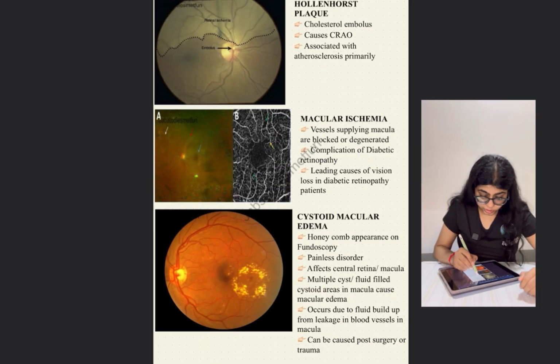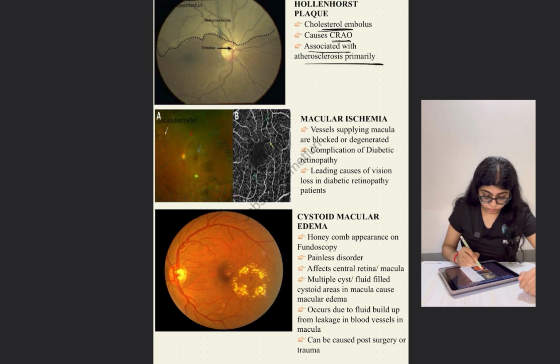Hollenhorst plaque. Hollenhorst plaque is a cholesterol embolus, and it causes central retinal artery occlusion. It is associated with atherosclerosis primarily. You can see that there is a small embolus made of cholesterol.